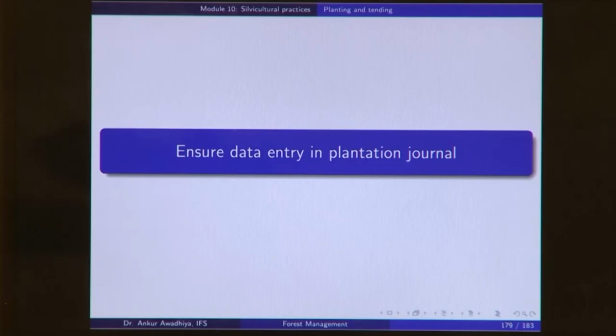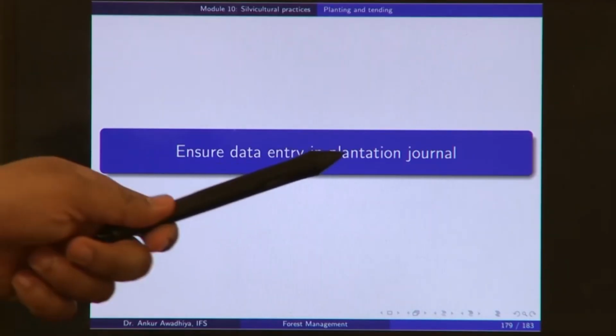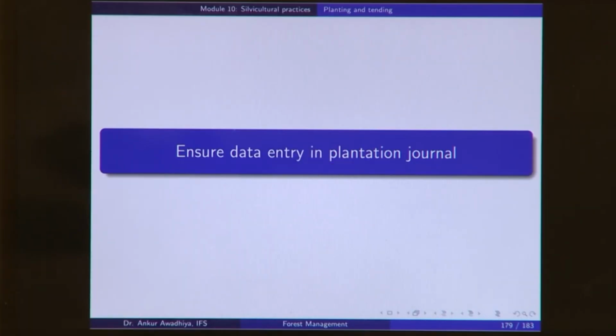And one of the most important things is to ensure that whatever you are doing is also being recorded in the plantation journal. So, plantation journal is a document that records how you selected the site, how you selected the species, when did you dig the pits, how many pits were dug, how many plants were planted, what are the kinds of caring or tending operations that you did on the site, and so on.